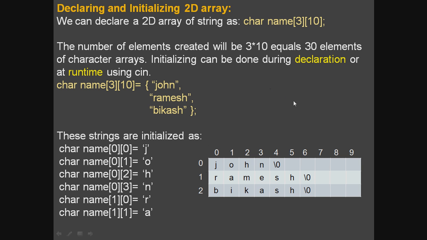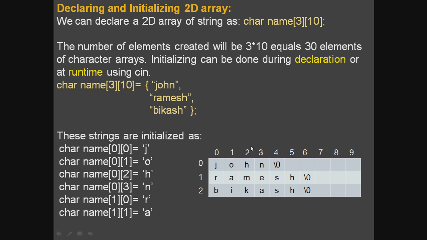Even though there are unused cells, it will not generate any error. The only thing is that the values assigned should not exceed the index value. Since it is in row and column format, it will be stored in this format: character name, this represents 0 0, that is row and column, so 0 0 is J, character name 0 1 is O, so John.